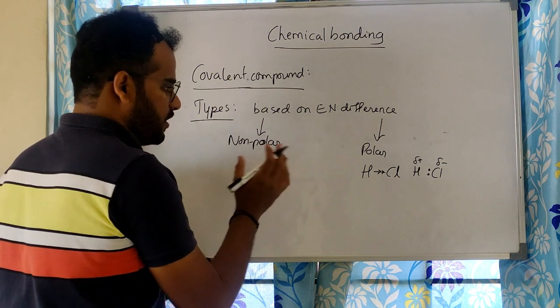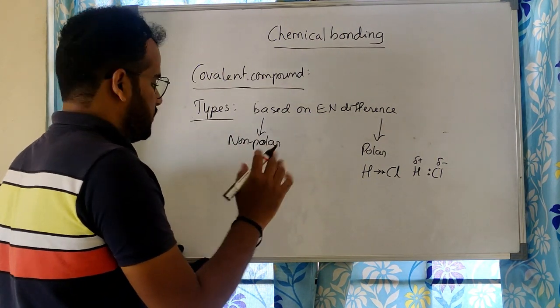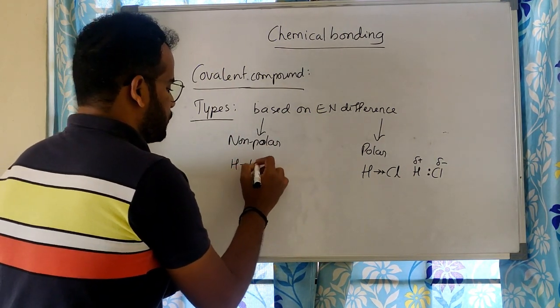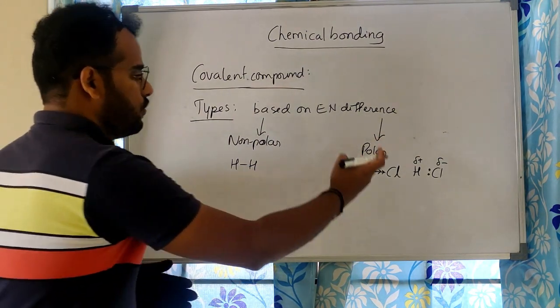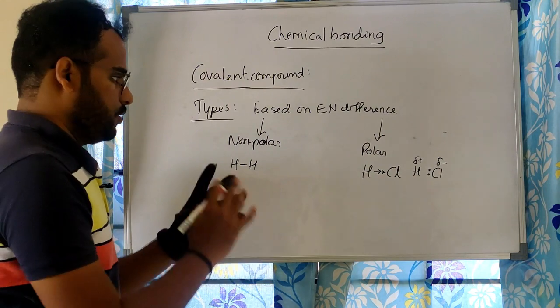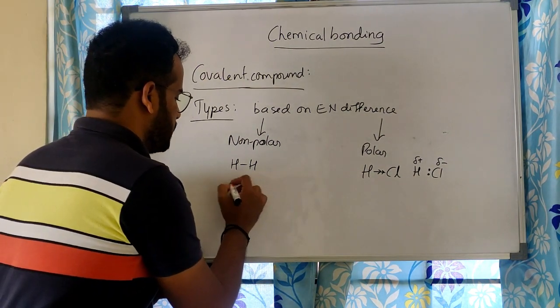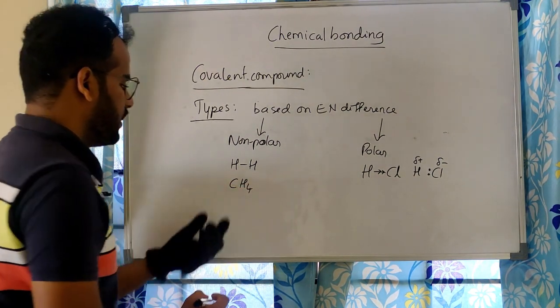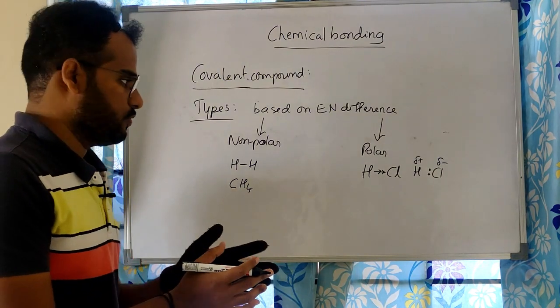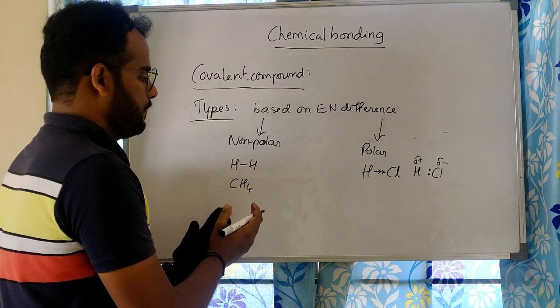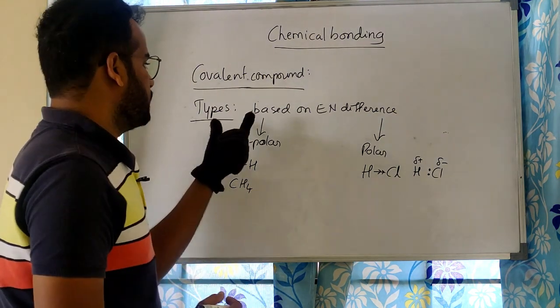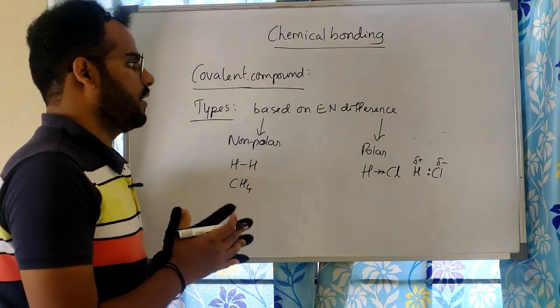Non-polar means the electronegativity difference is minimum or it is zero. For example, H and H. Both are the same atoms, no electronegativity difference, no formation of two poles. Similarly, CH4. Again, the carbon and hydrogen electronegativity difference is very less. So it is also a non-polar compound. Okay, so these are the types of covalent compounds.